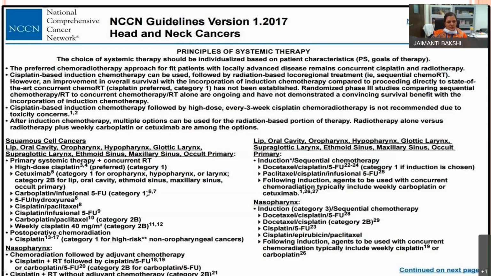So cetuximab is one of the options in patients who cannot tolerate cisplatin due to nephrotoxicity or due to their impaired renal functions. And the patients who have not responded to cisplatin can be considered for cetuximab. Cetuximab is a targeted therapy.